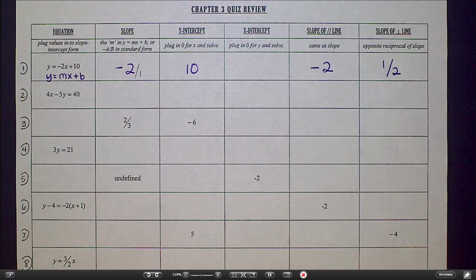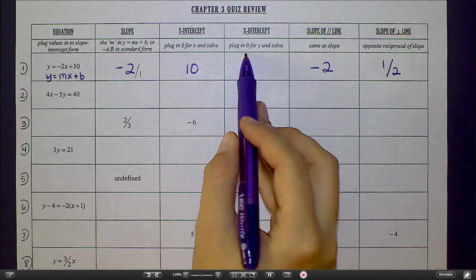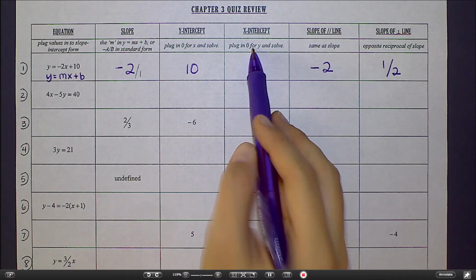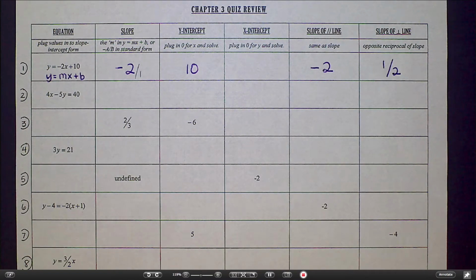Okay. The x-intercept, there's really no easy way to get the x-intercept, especially when it's in slope-intercept form. My only choice here is to plug 0 in for y. At the x-intercept, you always know that y is equal to 0. So you can always take that approach. I think what I will do here is show how to work that out separately.